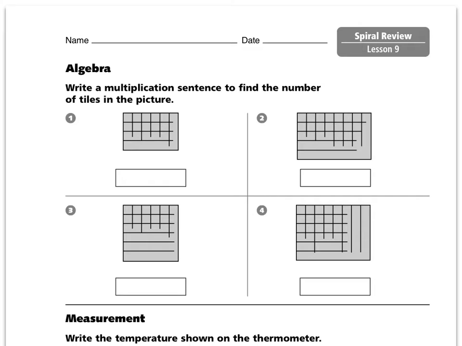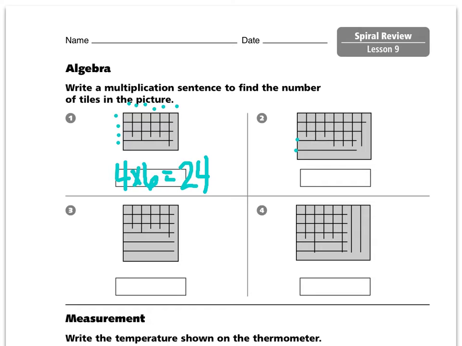In order to find how many tiles there are in this picture, I can count the rows, which I have 1, 2, 3, 4, and the columns 1, 2, 3, 4, 5, 6. So what I'm going to do is write 4 times 6 equals, because we have answers when we write sentences, 24.